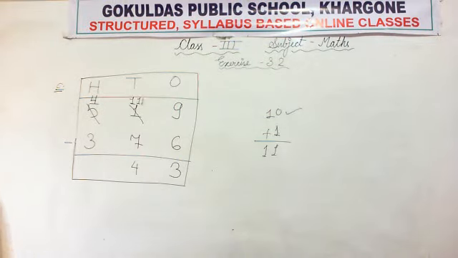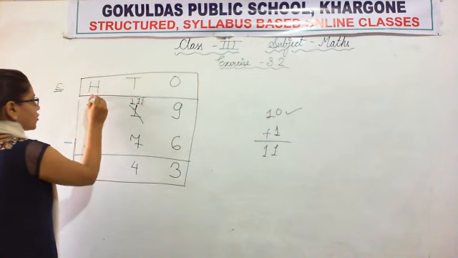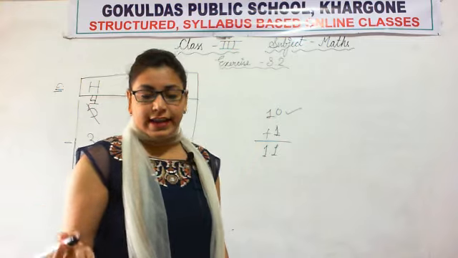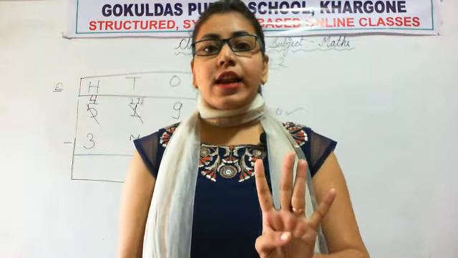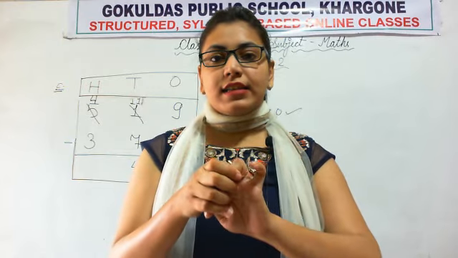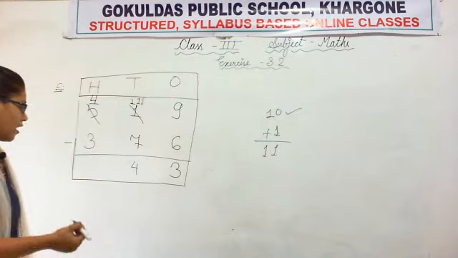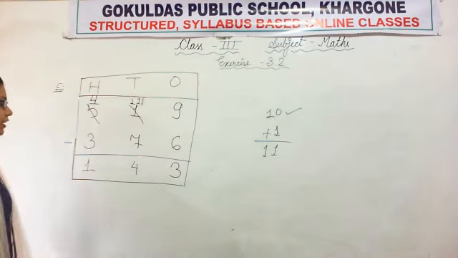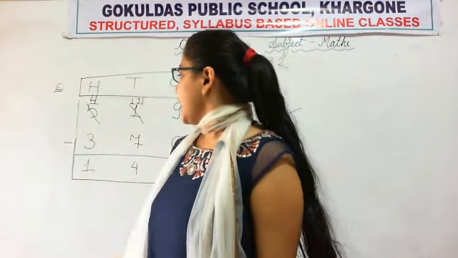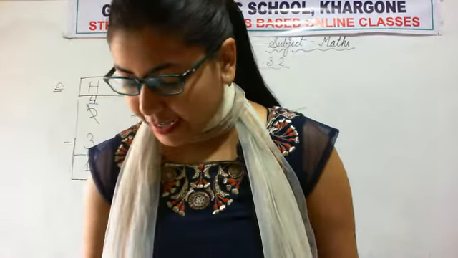Now the last one, the hundreds column. 4 minus 3. Open 4 fingers, now minus 3, so we take away 1, 2 and 3 fingers. Now 1 finger is left, so we will write the number 1. So the answer is 143. I hope you all did it correctly.